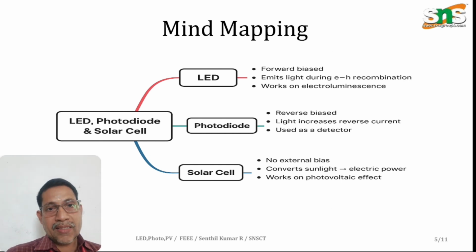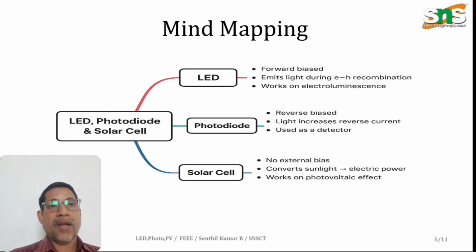the light energy is converted into electrical energy, whereas here the principle is photovoltaic effect. It works on the principle of photovoltaic effect. Therefore, no external bias is there, no need for giving a supply to the solar cell, since the light energy from the sun is converted into electrical energy.